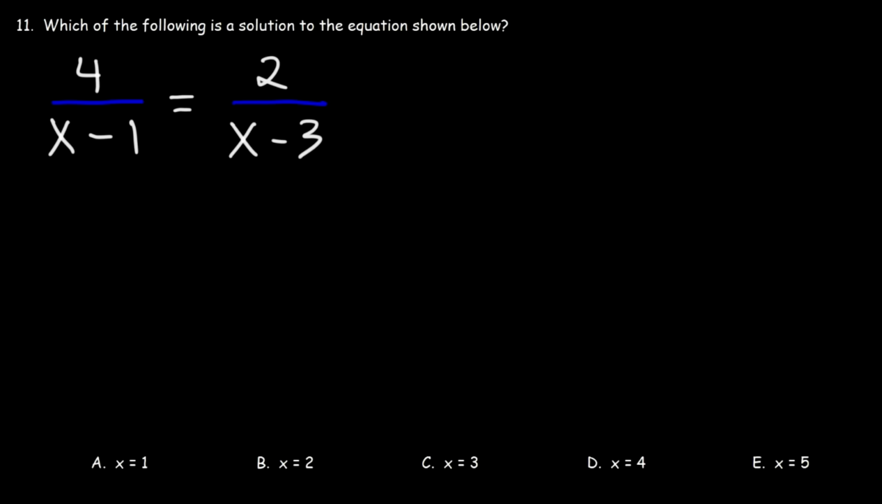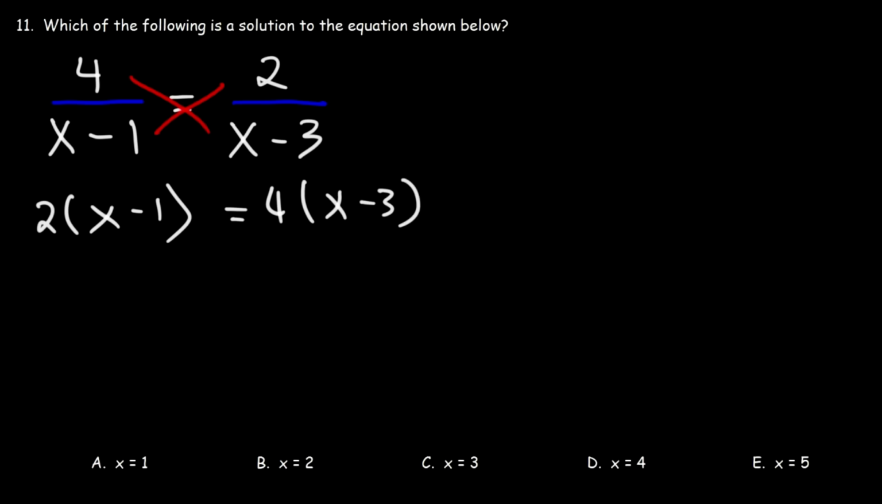Number 11. Which of the following is a solution to the equation shown below? Now, whenever you have fractions separated by an equal sign, what you want to do is cross multiply. So we're going to multiply 2 by x minus 1, and then we're going to multiply 4 by x minus 3. Now let's go ahead and distribute. So 2 times x minus 1 is 2x minus 2, and 4 times x minus 3 is 4x minus 12.